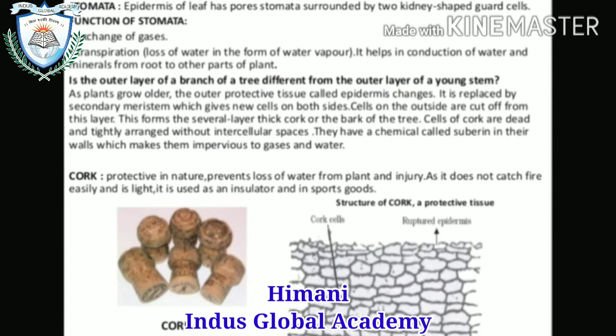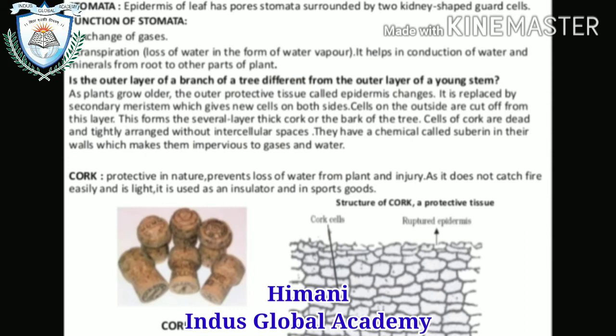Is the outer part of a branch of a tree different from the outer layer of a young stem? As a plant grows older, the outer protective layer called epidermis will change. It is replaced by secondary meristem, which gives new cells on both sides. Cells on the outside are cut off from this layer. This forms several layers, which is the thick cork or the bark of the tree.